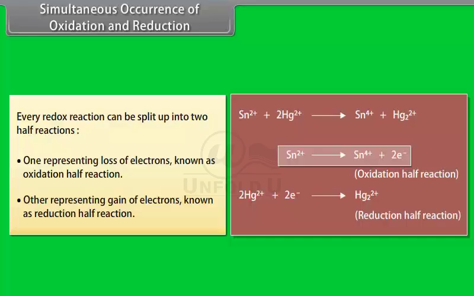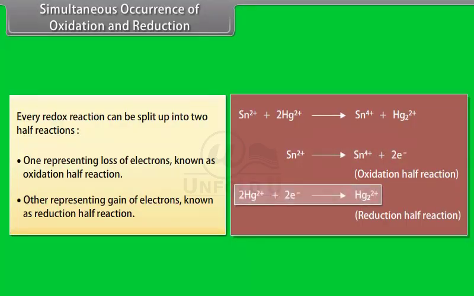This equation is the oxidation half reaction. And 2Hg²⁺ plus 2 electrons gives rise to Hg₂²⁺. This equation is the reduction half reaction.